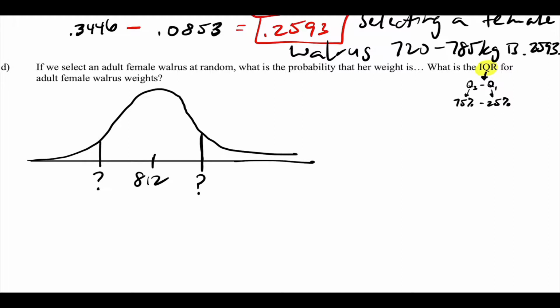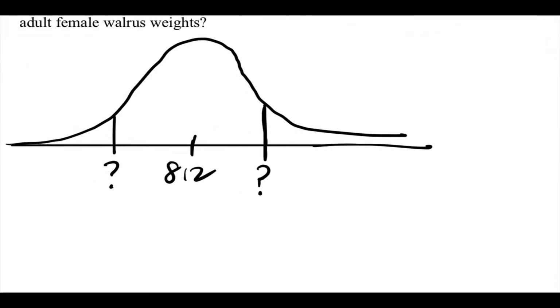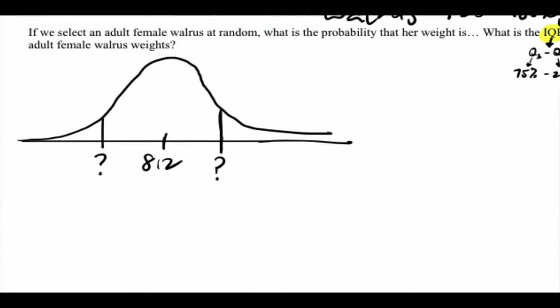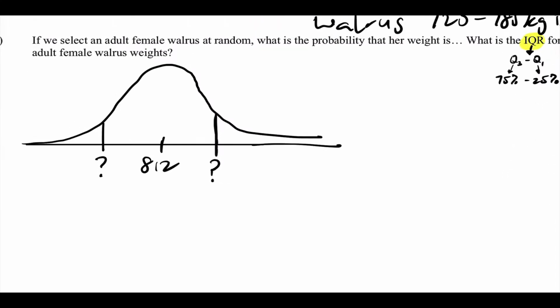So what I need to do is find those two question marks and subtract them, because this one over here represents the 75%. This one over here represents the 25%. I take the 75% and I subtract it from the 25%. That's what I need to do. Okay? So what do I do? How do I find those two numbers? So we're going backwards.